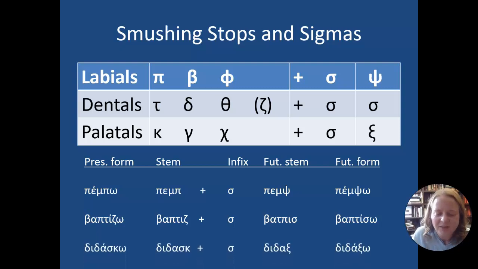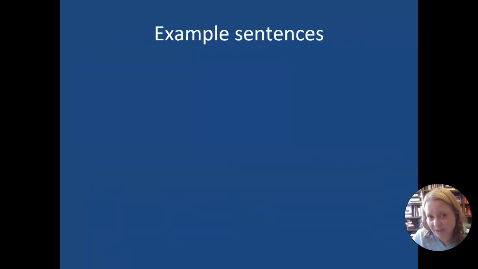Here's an example. Didasko, do you see how the k is last? When you add yet another sigma into this mess, there's too many sigmas, and so now it's going to become didaxo. The S sound is what's going to help you out, so if you can pronounce it to yourself, even in your own mind, it'll help you realize you're in the future, because it's still a sigma infix. The sigma infix is just affecting consonants in a certain kind of way.